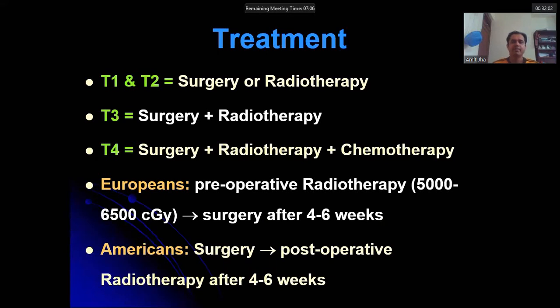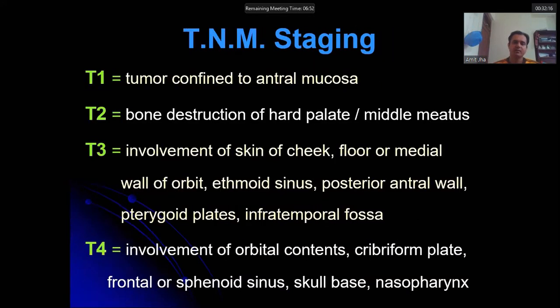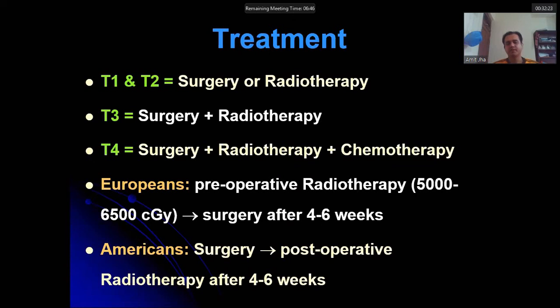Okay, so treatment. If it is T1 or T2, there is surgery and radiotherapy. T3, surgery and radiotherapy. And for T4, surgery plus radiotherapy plus chemotherapy, because it has spread to the orbit, nasopharynx, skull base, sinuses, and different areas. In different areas of the world, they have different protocols. The protocols have developed based on research. Like, they do research on 1,000 or 5,000 patients, and they see that first doing radiotherapy and then surgery gives good results, then we should follow this. Or if they do research on 10,000 patients and see that first surgery and then post-operative radiotherapy works, then they follow that. So none of them are wrong. All of these are evidence-based, right?